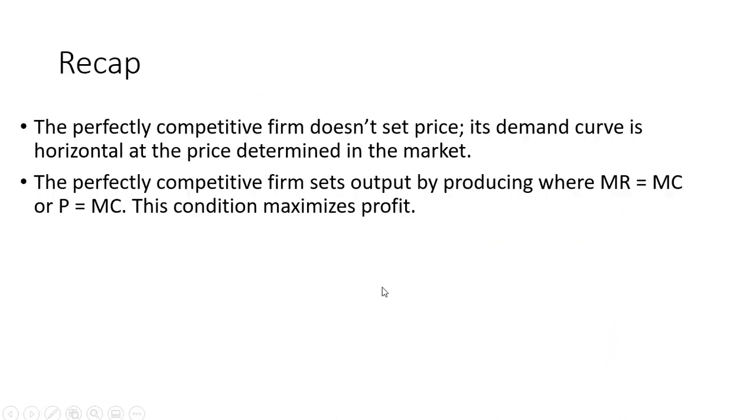Okay, moving on. To recap, the perfectly competitive firm doesn't set price. Its demand curve is horizontal at the price determined in the market. The perfectly competitive firm sets output by producing where marginal revenue equals marginal cost, or price equals marginal cost. This condition here is what maximizes the total profit.